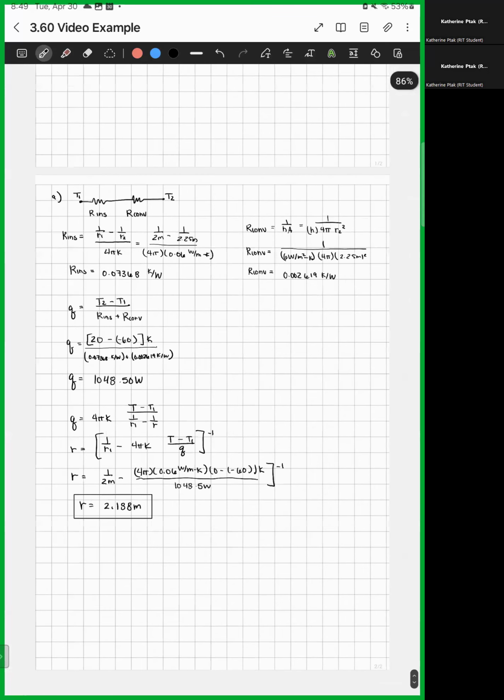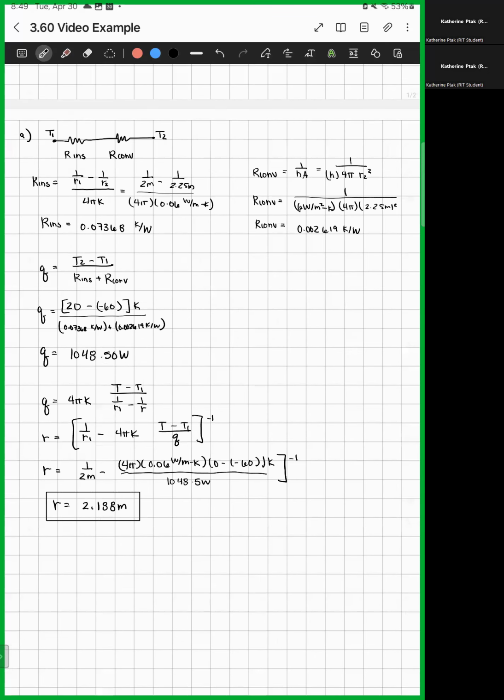I'll just kind of zoom out again for this. And that is how you solve 3.60.